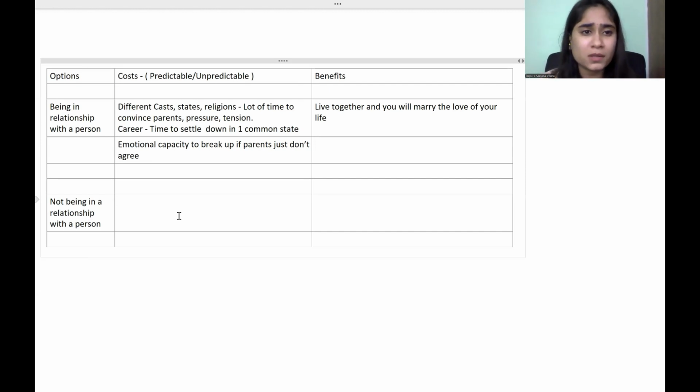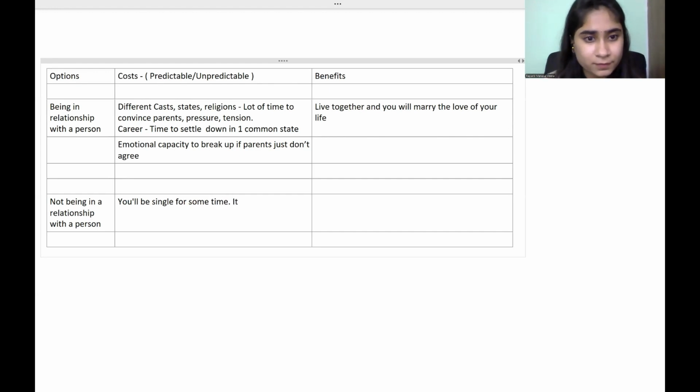So if you don't want to be in a relationship, if you can't pay the cost willingly, and here both parties come into the picture, you as well as your partner. If you don't want to be in a relation with this person, what can be the predictable cost? You'll be single, of course. You'll be single for some time. Are you willing to be single? Do you have the emotional capacity to be single?